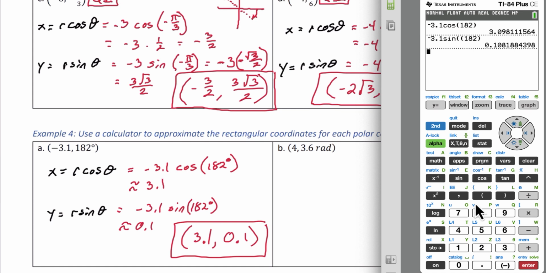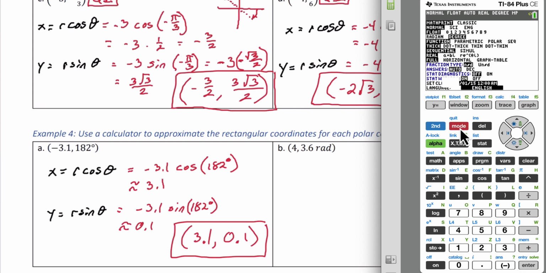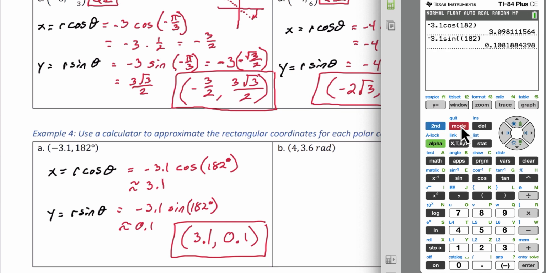In our next example, notice that the angle is given in radians. So we want to make sure we go back into the mode and change that back to radians. It's easy to overlook that and do the calculations with the wrong measurement, and we can get answers wrong if we're not careful.